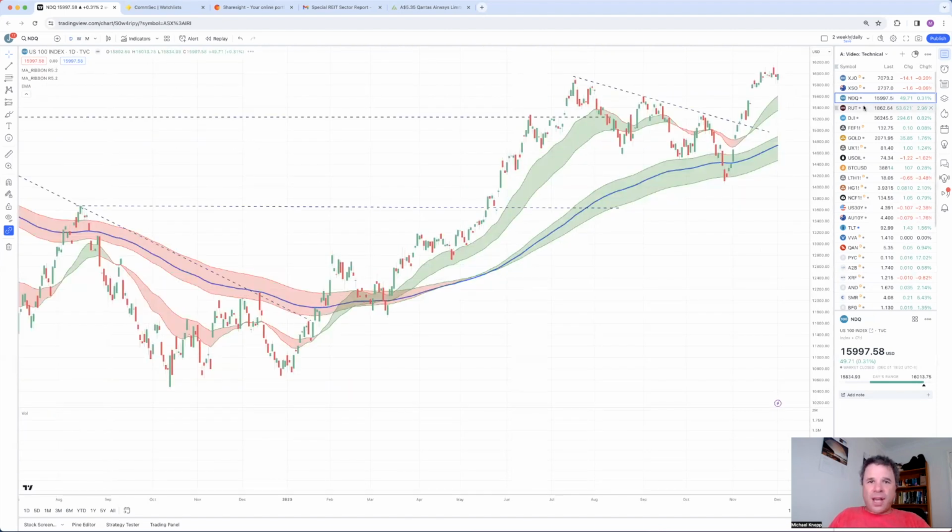Now on to the Russell 2000, and why may we be a little bit excited, particularly those who invest in small caps on the ASX. Why might we be a little bit excited about Monday? Let's have a look at the Russell 2000.